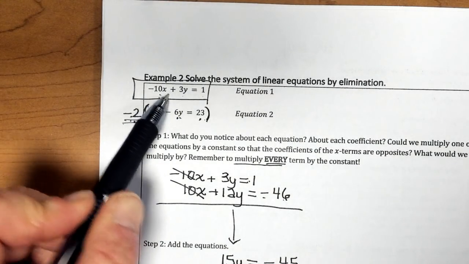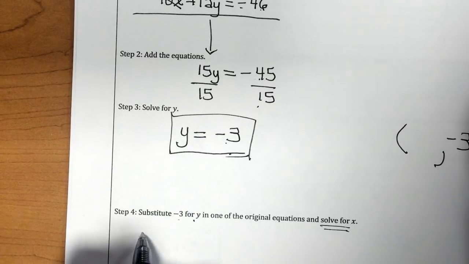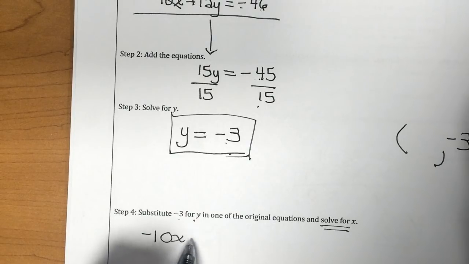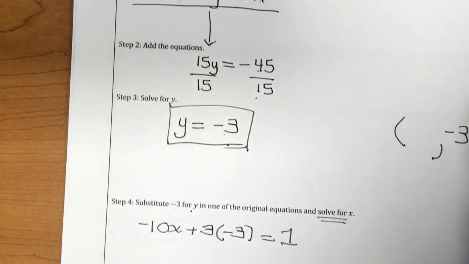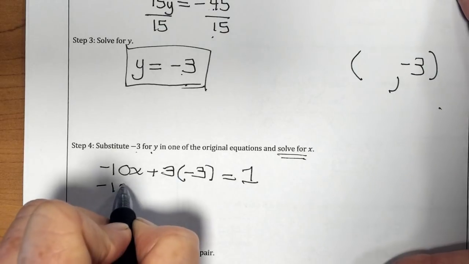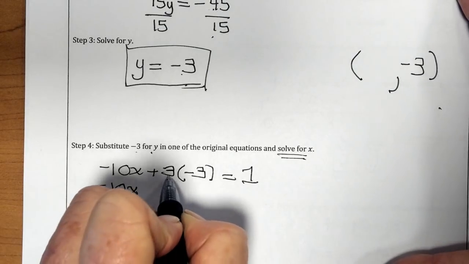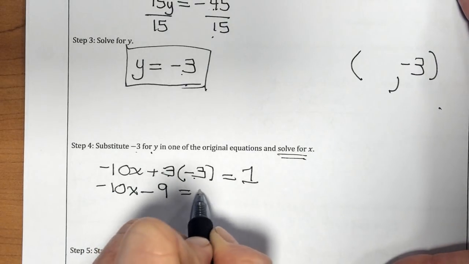I'm going to substitute, because we know that y is equal to negative 3. So I'm going to go negative 10x plus 3 times negative 3 is equal to 1. Okay, I'm going to go ahead and do my math. I get negative 10x. 3 times negative 3 is negative 9, is equal to 1.